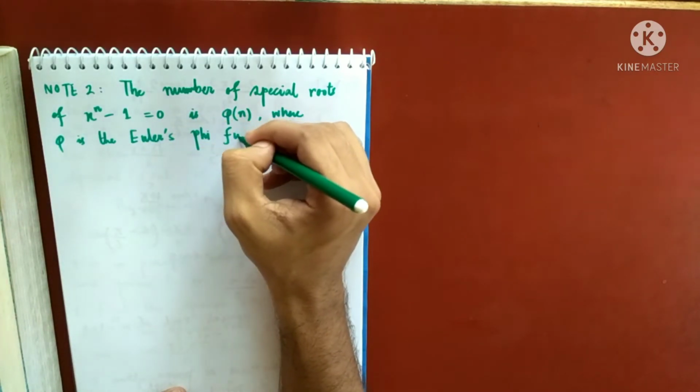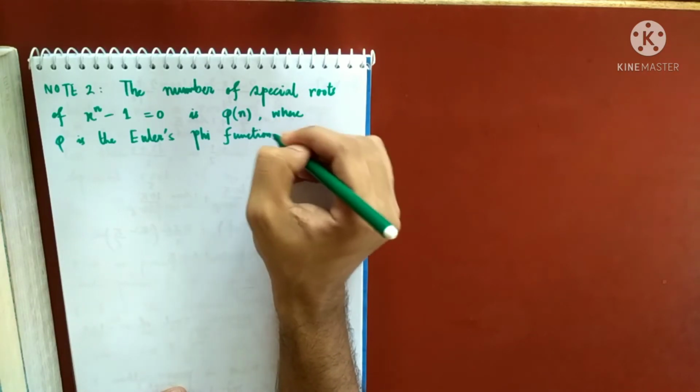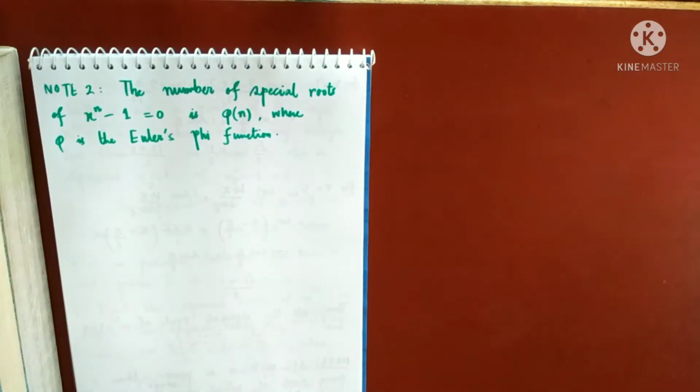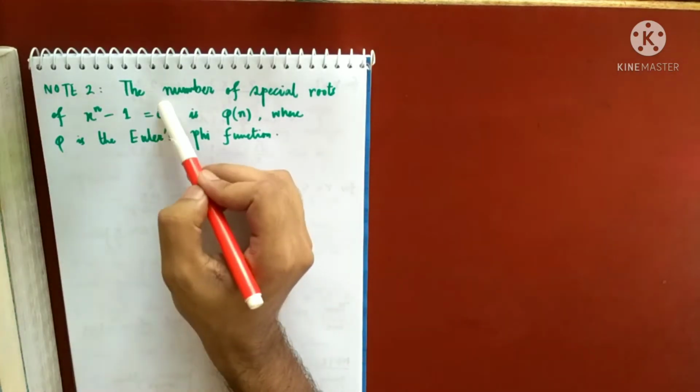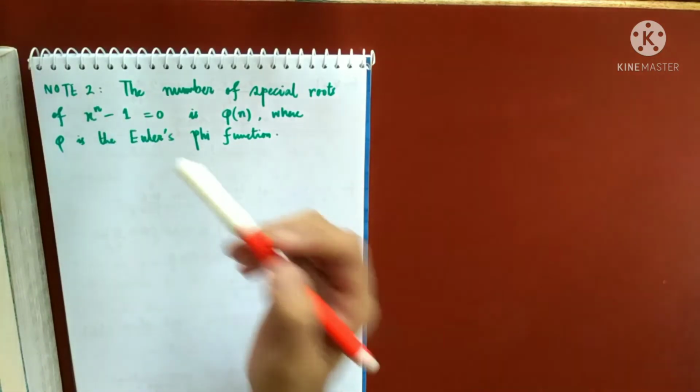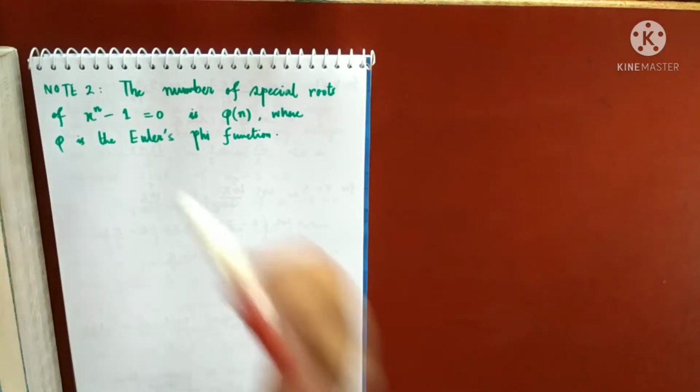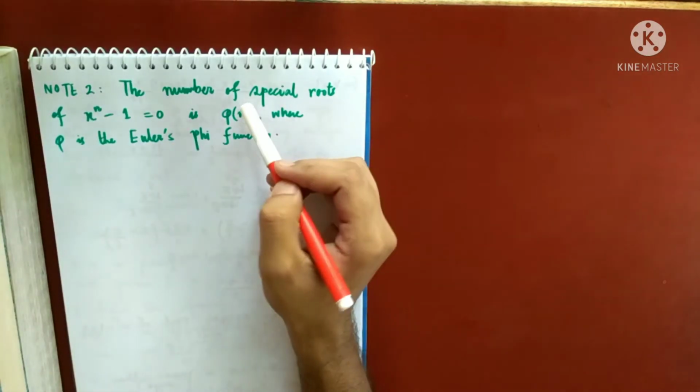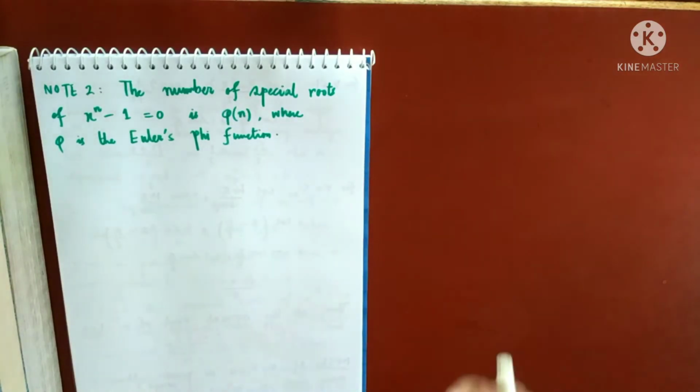That means the number of special roots are how many? Phi n. What is phi n? It gives you the number of integers less than n prime to n. So I know how many special roots there are: as many as the numbers less than n prime to n, and we have a special name for that, phi n. The number of special roots is phi n.